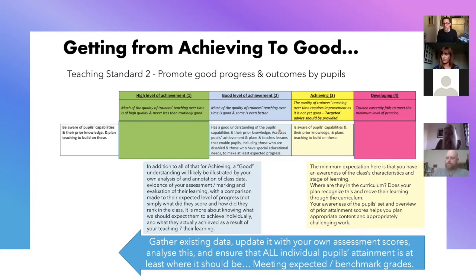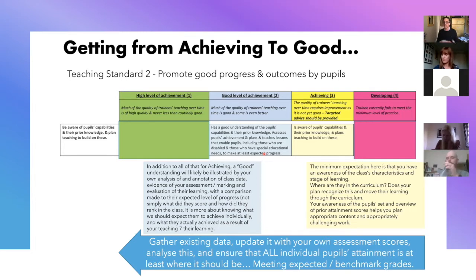So it says that you also assess pupils' achievement, and then you plan and teach lessons that enable them to make at least expected progress. And it does also say, including those that are disabled or have special educational needs. So I'm just going to say you're doing that for everybody, okay, irrespective of their background and their needs, but they're making at least expected progress. So in order to be able to achieve that standard, you have to know what their expected progress is. So what are we expecting them to get?